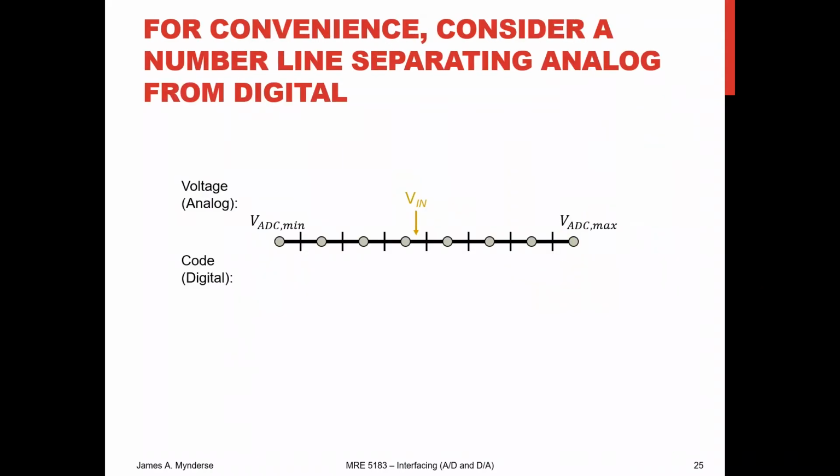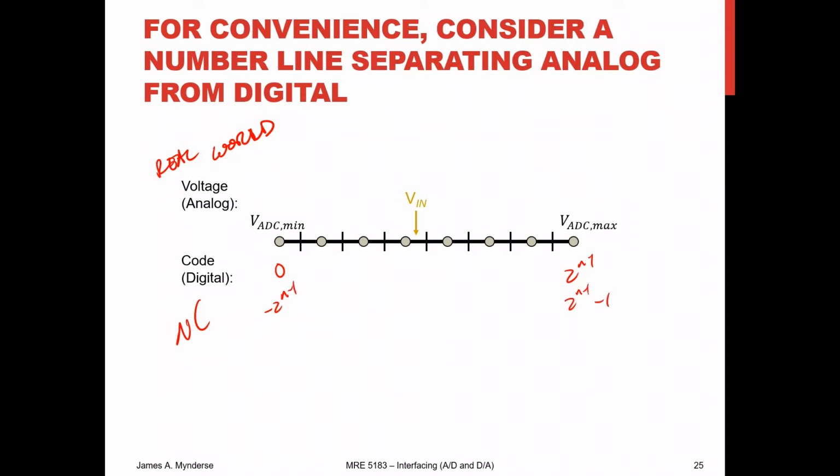I've got a number line, the same sort of thing as previously, where I have an incoming voltage from the real world, and I'm converting it into a code in the microcontroller, the digital world. That incoming voltage could be anywhere between the minimum and the maximum voltage levels, and the digital code will be somewhere in terms of unipolar from 0 up to 2^n - 1, or in terms of bipolar from negative 2^(n-1) up to 2^(n-1) - 1.